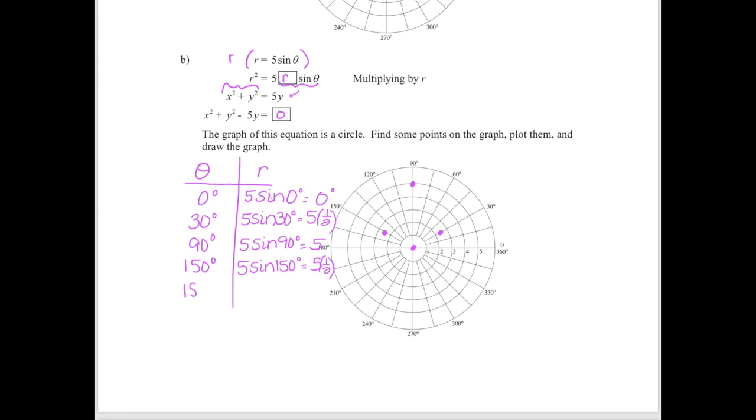And 180 degrees, using our unit circle chart, 5 times sine of 180 degrees gives me 0, so I'm back where I started. So it looks like it's going to be something like this.